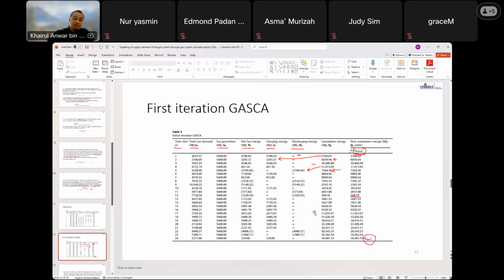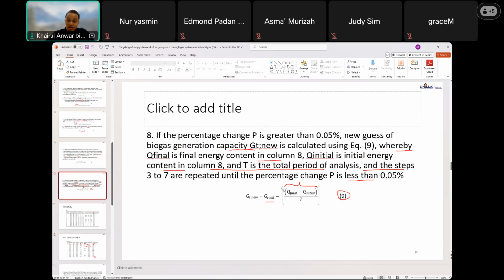GT. This is GT, the third column, in which we put our first initial value, 5,400. After that, we cannot just simply put; we need to use this equation to identify the new GT. Only the first initial iteration, then we guess.